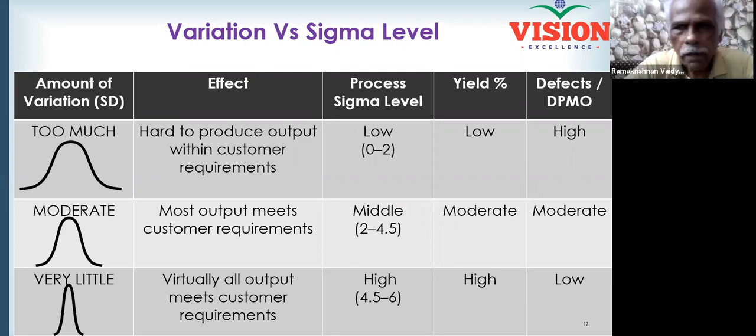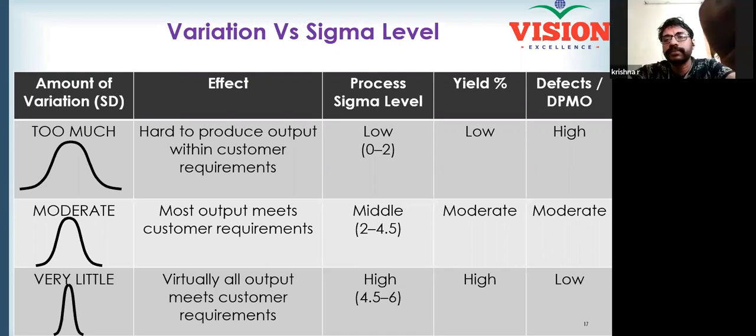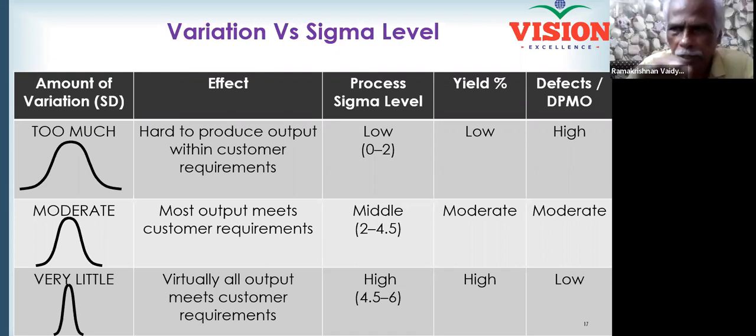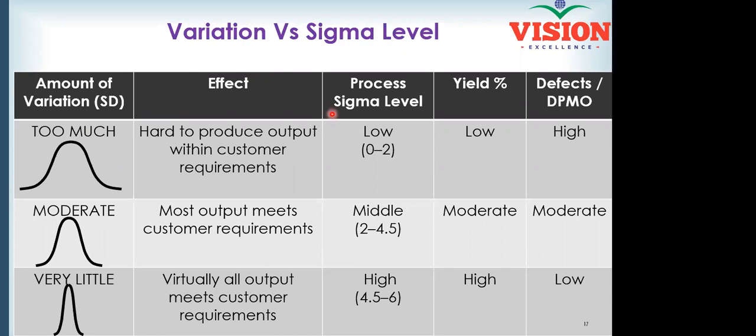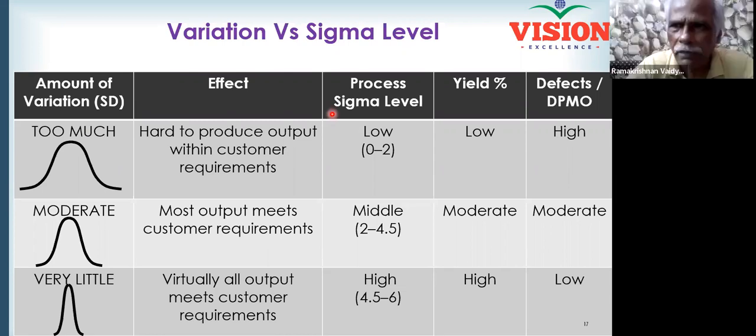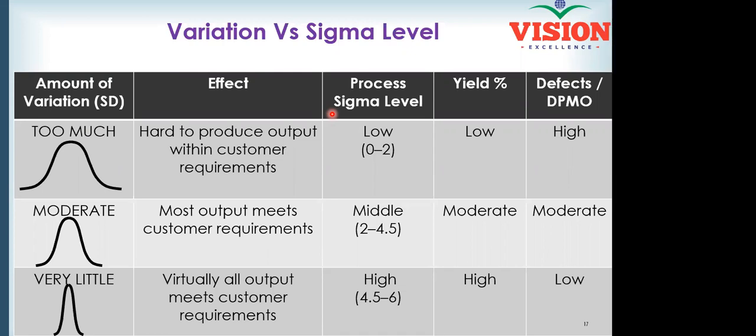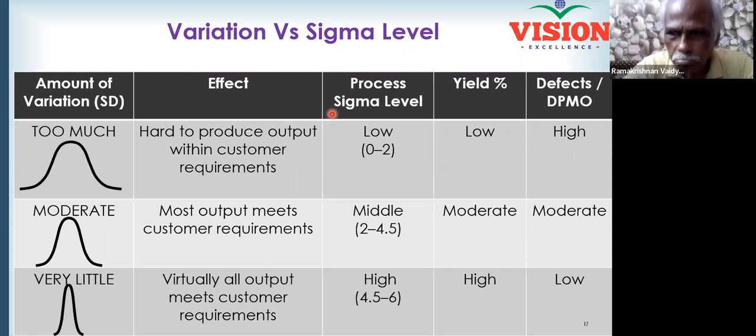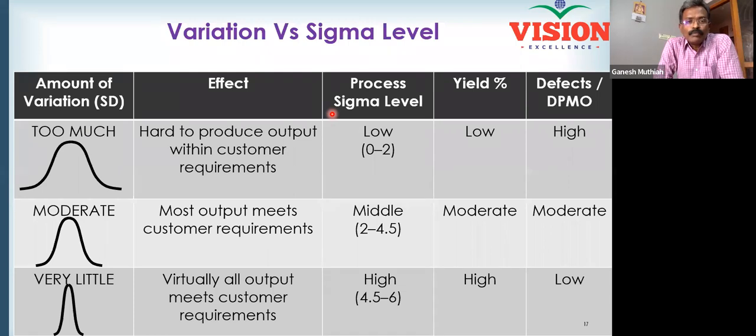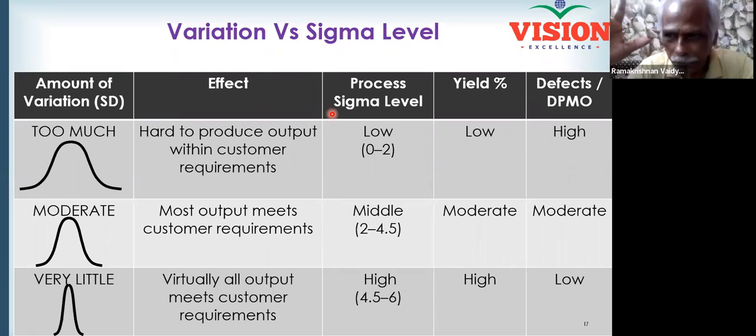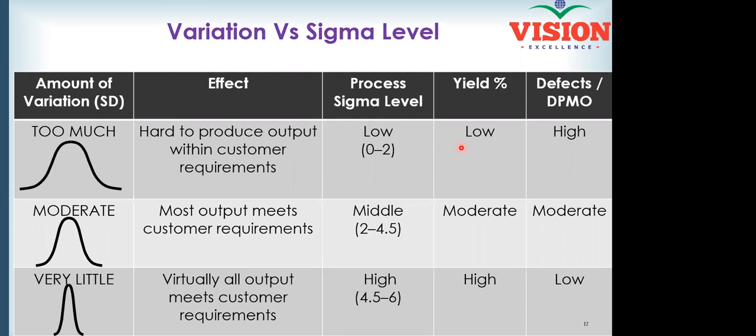Good. Now, for the best process performance, the performance level should be high. Yes or no? And the performance level is measured by sigma level. And therefore, the sigma level should be very high. Now tell me, should the sigma value be high or low? Sigma value should be low. Very good. And sigma level should be high. Please note, sigma value is not sigma level.